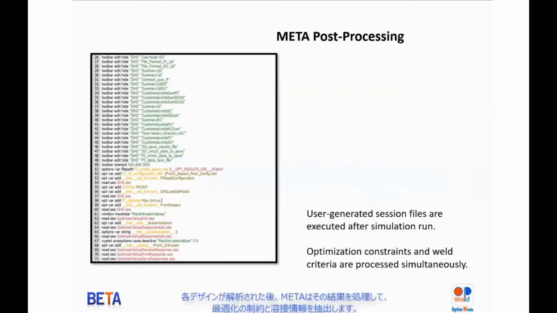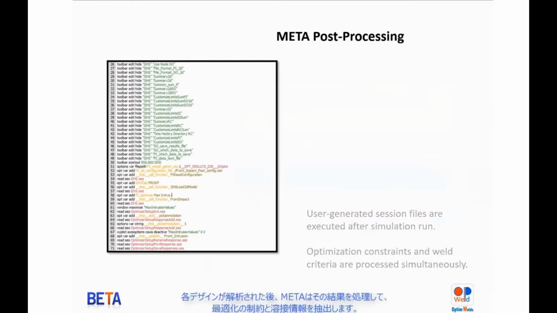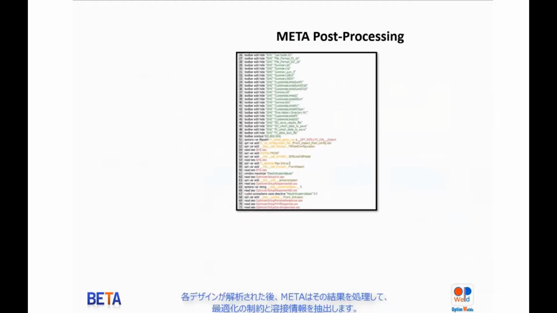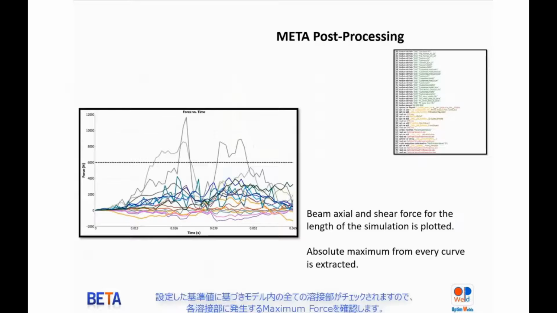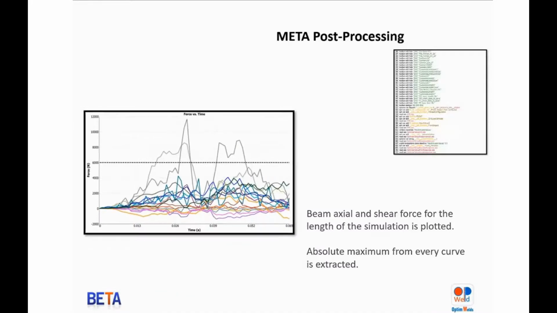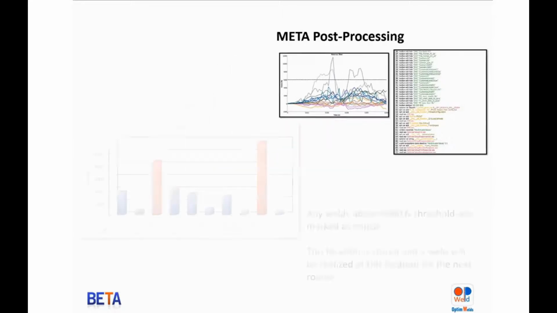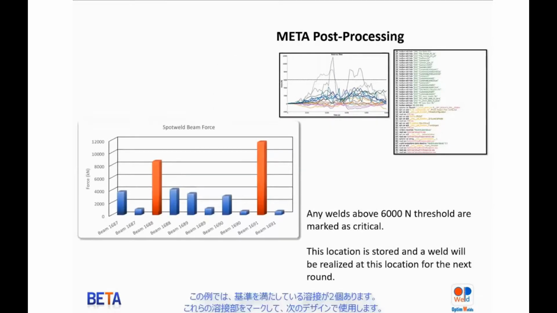Once this design is solved, Meta will process the results to extract the optimization constraints and weld information. All of the welds in the model are checked against the critical weld criteria that's been set, so we look at the maximum force seen in each weld. In this example, we have two welds that pass our criteria, so we'll mark these welds and use them in the next design.